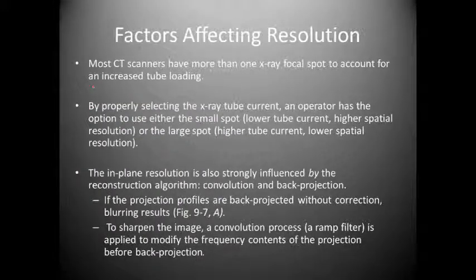Most scanners have more than one X-ray focal spot to account for increased tube loading. Just as a typical conventional X-ray tube has more than one focal spot, CT is much the same. By properly selecting the X-ray tube current, an operator has the option to use either the small focal spot, which is a lower tube current with high spatial resolution, or the large focal spot, which is higher tube current but lower spatial resolution.